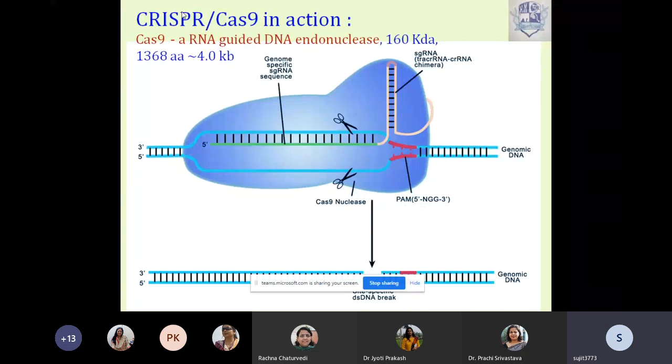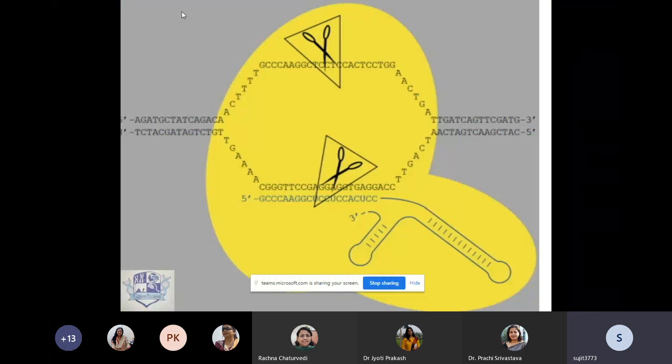And if you go for the molecular structure, it is of 160 kilodalton molecular weight, composed of 1368 amino acids, which has to be encoded by 4 kilobase pairs of genomic sequence. And you may see over here the PAM. Perhaps in the next slide I have made it clearer. Here you may see the PAM TGG. Here we have taken TGG; then TGG is the PAM in my example.